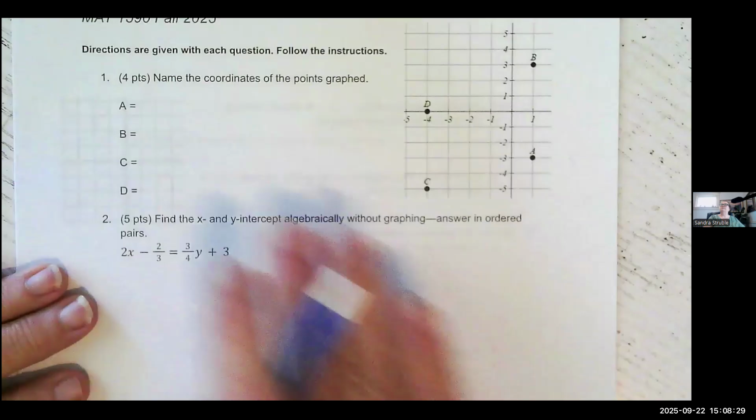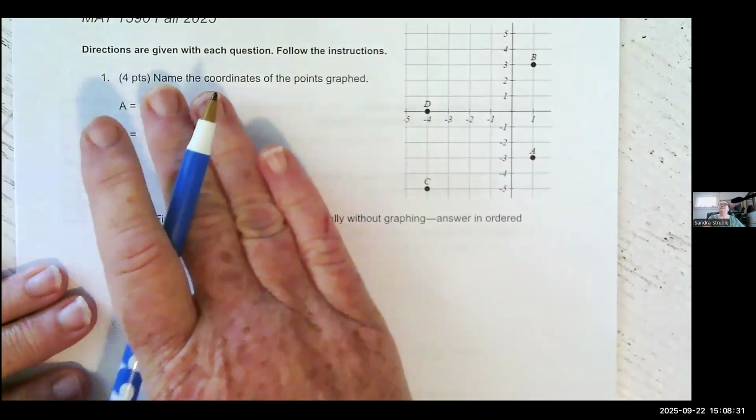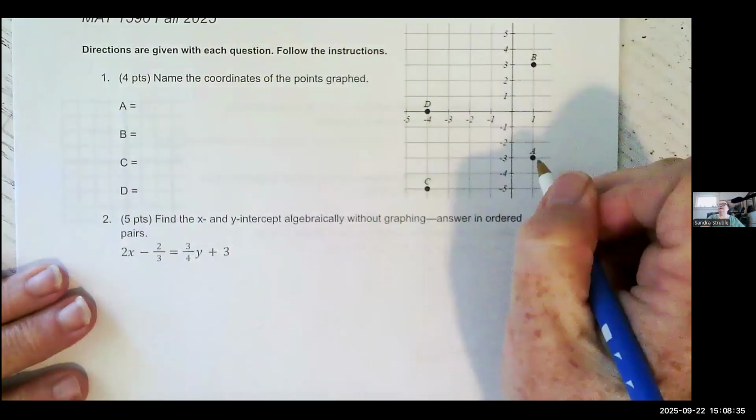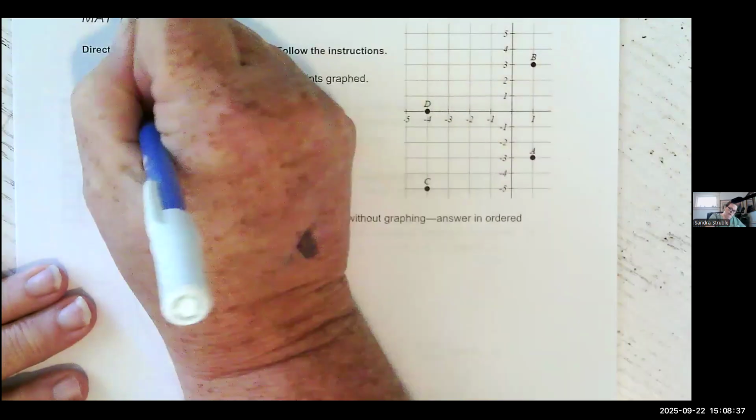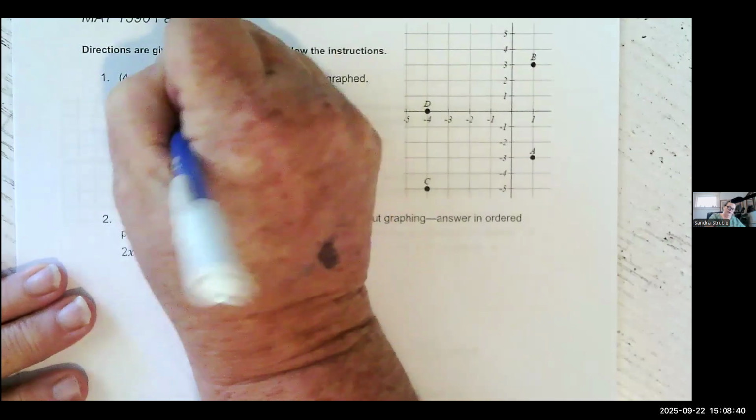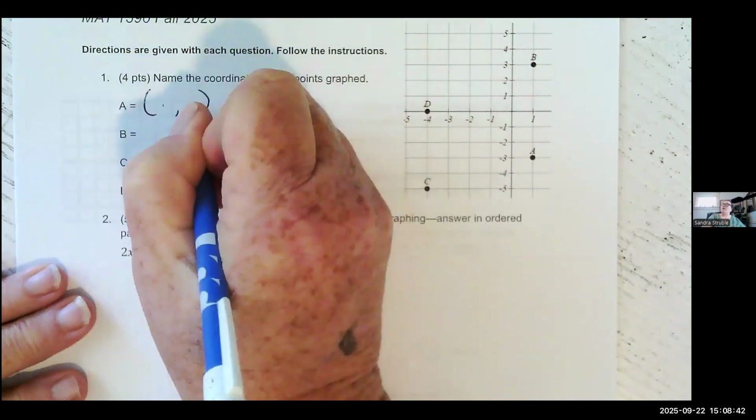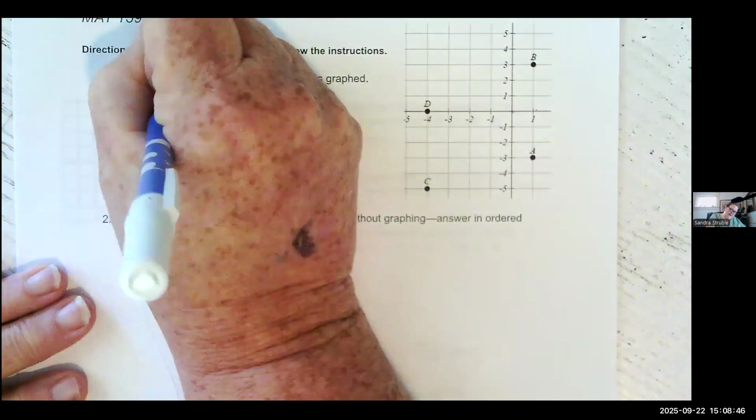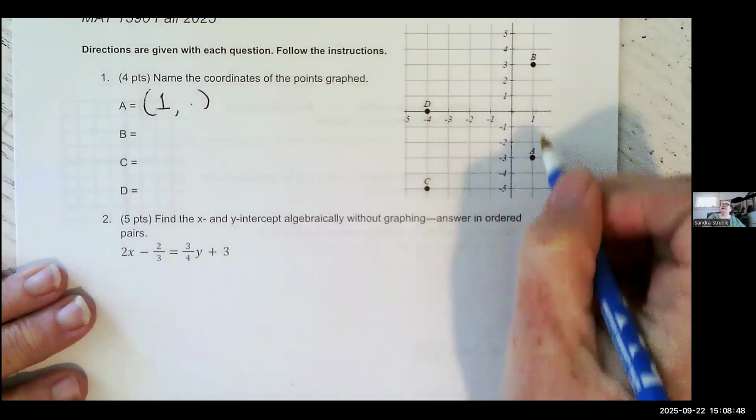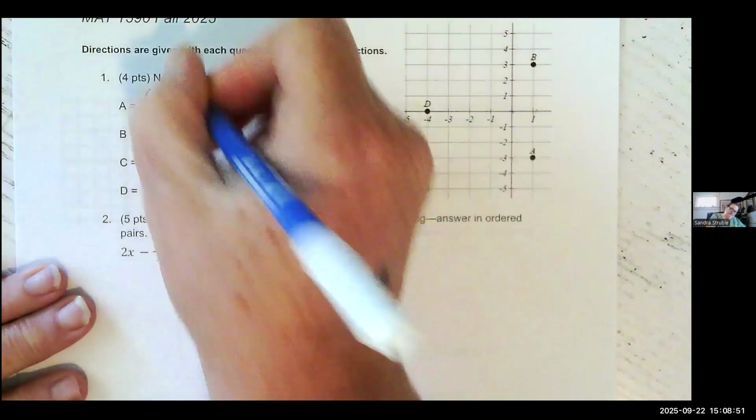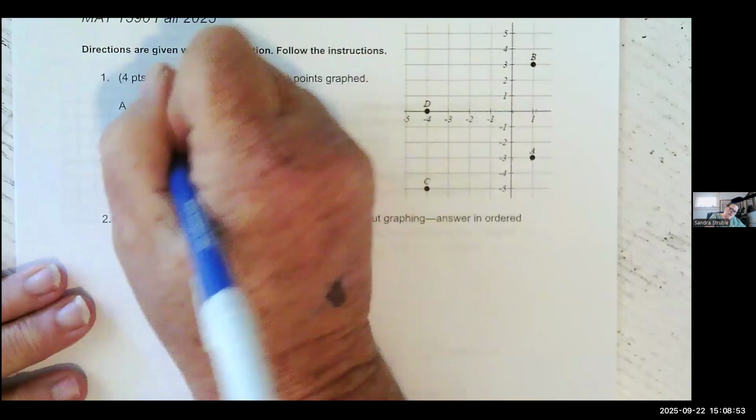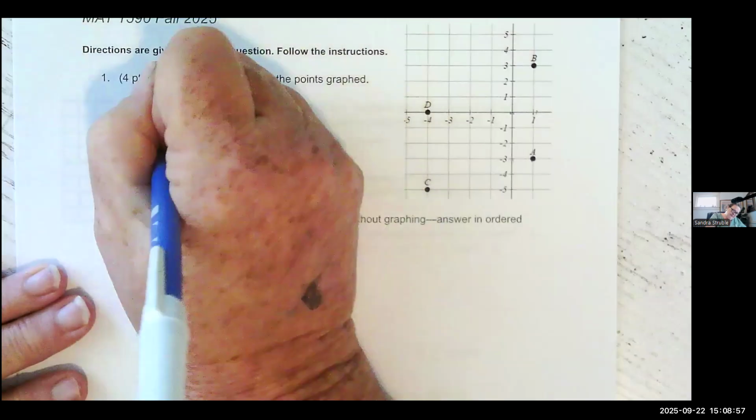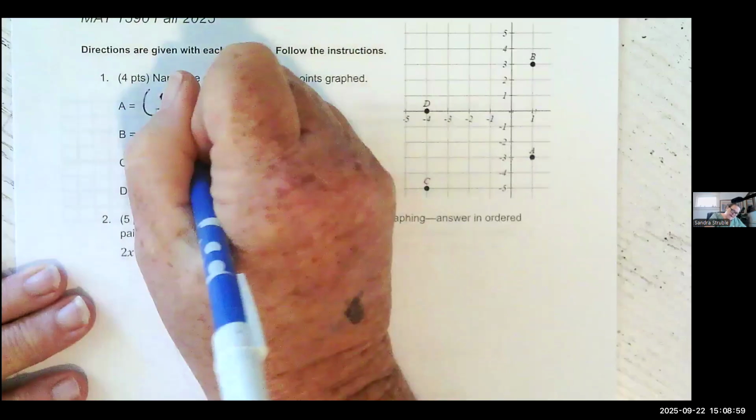All right, the first one, most of you did fantastic on, name the coordinates of a points graph. So for A, it's down here. So remember, it's always written as an ordered pair with values of X and Y. X for A is over 1. And for the Y value, it is down to -3. For B, up here, so again, we went over 1. And we are going up 3. So it's positive.